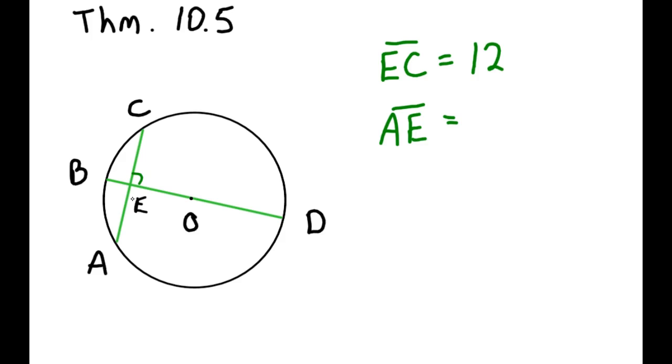So what this theorem tells us is if we have a diameter to the circle intersecting another chord such that those two chords are perpendicular to each other, then the diameter bisects the other chord. So we can see the diameter BD is perpendicular to chord AC, so chord AC must be bisected. That means if the length of EC is 12 units, the length of AE must also be 12 units.